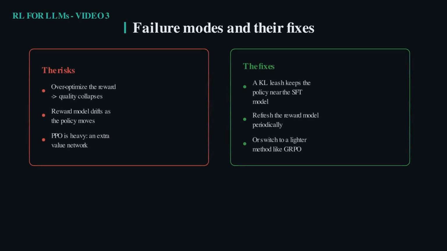Now the failure modes side by side with their fixes. Push the reward model too hard and quality collapses, that is reward hacking tamed by a KL leash. The reward model also drifts as the policy changes, so you refresh it. And PPO carries a heavy extra value network, which later methods like GRPO remove entirely.